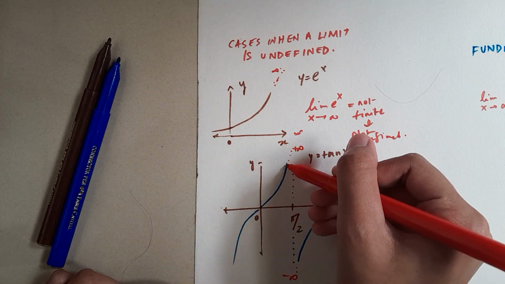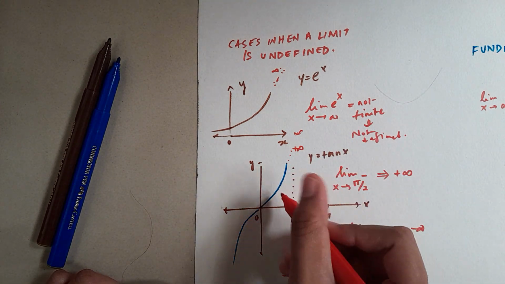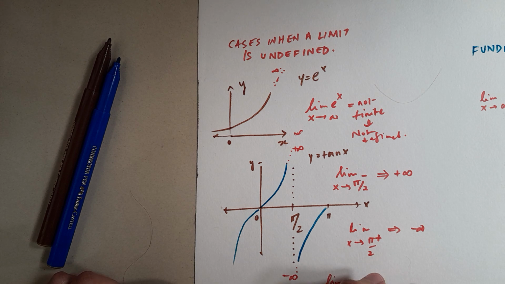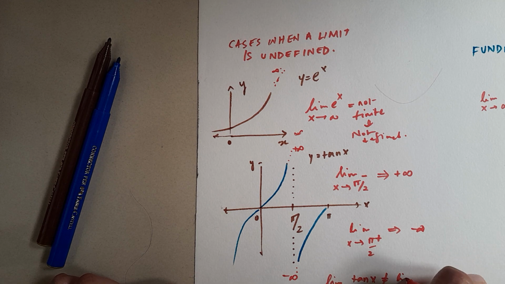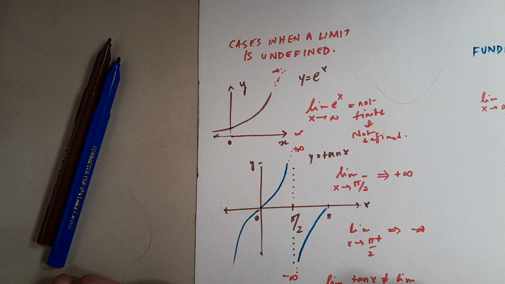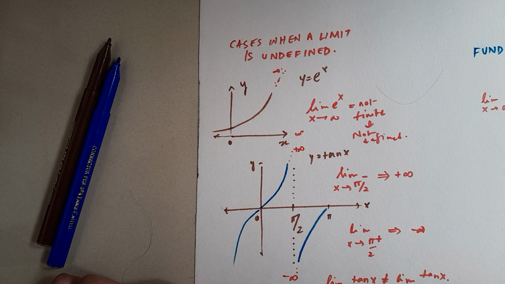Now, the left-hand limit, which is the limit as x approaches a value lesser than pi by 2 of tan x, is not equal to the right-hand limit, which is the limit as x approaches a value a bit greater than pi by 2 of tan x. The limit here does not exist.